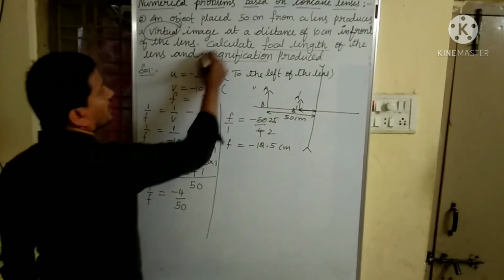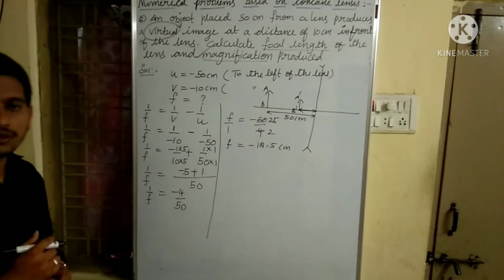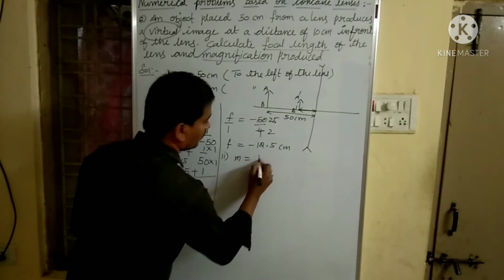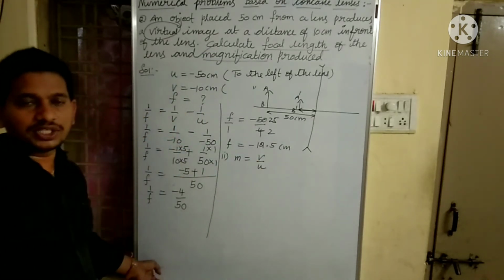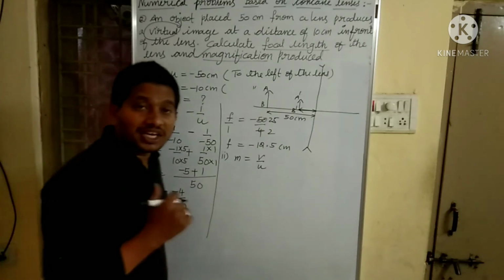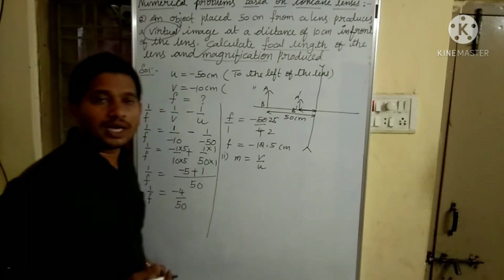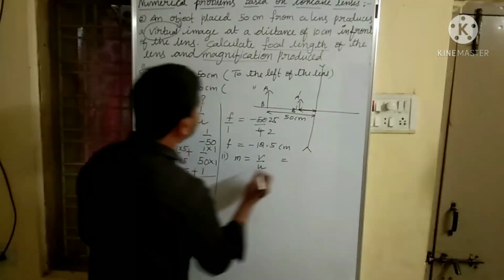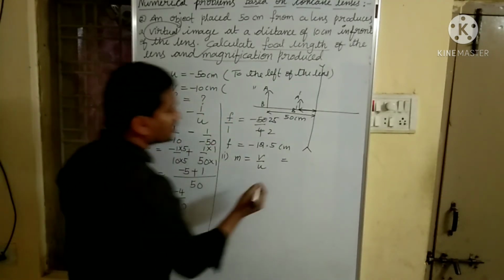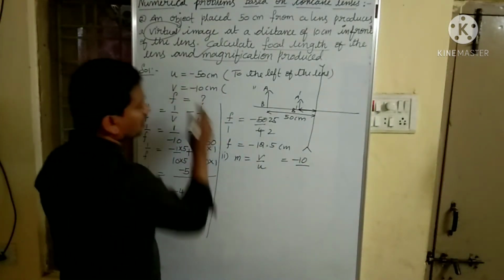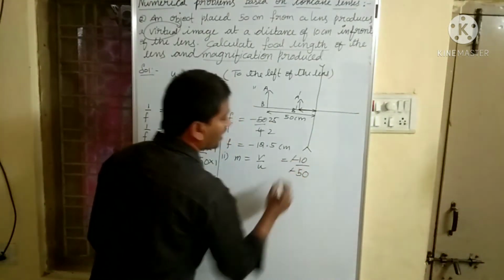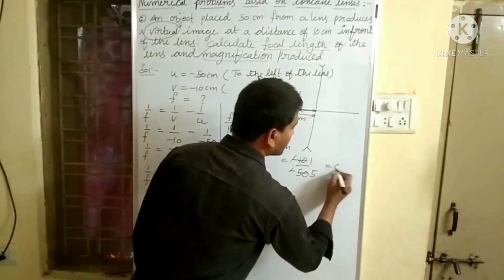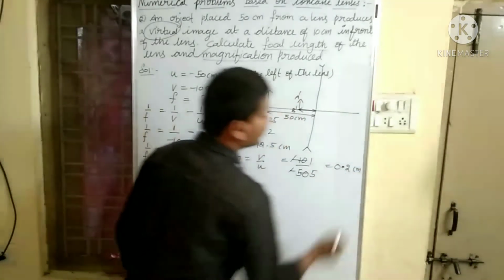The second question is magnification. What is the magnification for the lens? As we know, magnification m equals v by u. Magnification is nothing but the ratio of the size of the image to the size of the object, v by u. Here the image distance is minus 10 and the object distance is minus 50. Minus minus cancel. 10 1s are 10, 10 5s are 50. 1 divided by 5, in the sense 0.2.